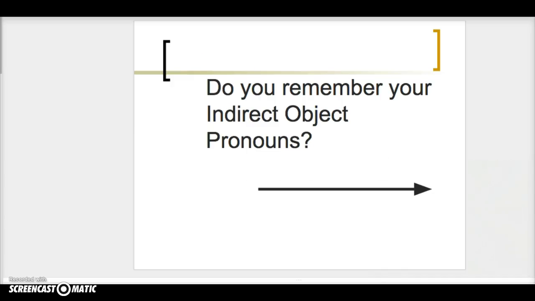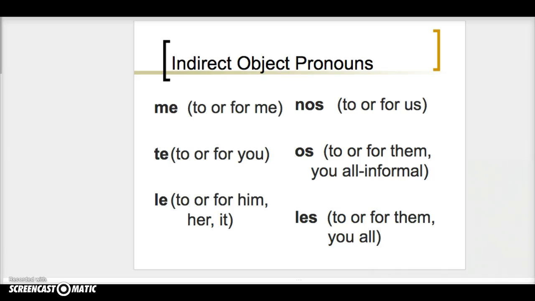So chicos, let's think back to indirect object pronouns. We've seen these before: me, te, le, nos, os, and les. And we've used them, for example, with me gusta. A Roberto le gusta. So we've seen and used indirect object pronouns before. What we're going to see is that me, te, nos, and os will be used for the reflexive verbs. But let's review a little bit about these indirect object pronouns before we get into the reflexive verbs.